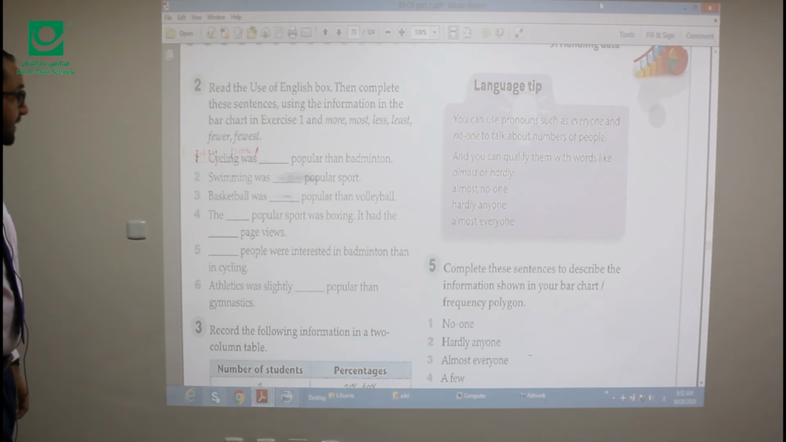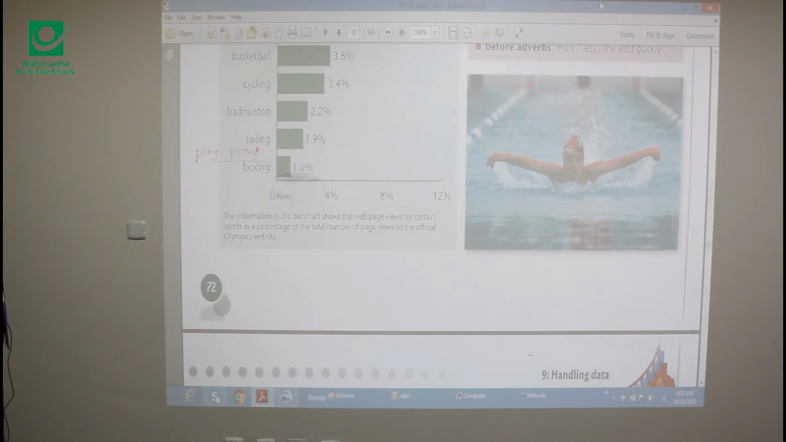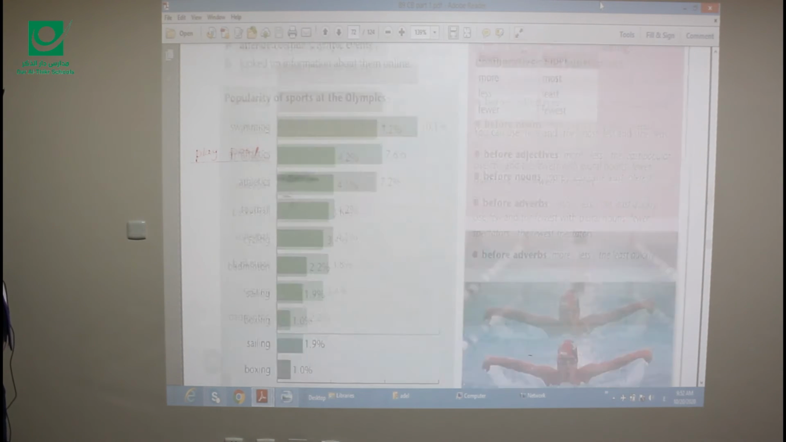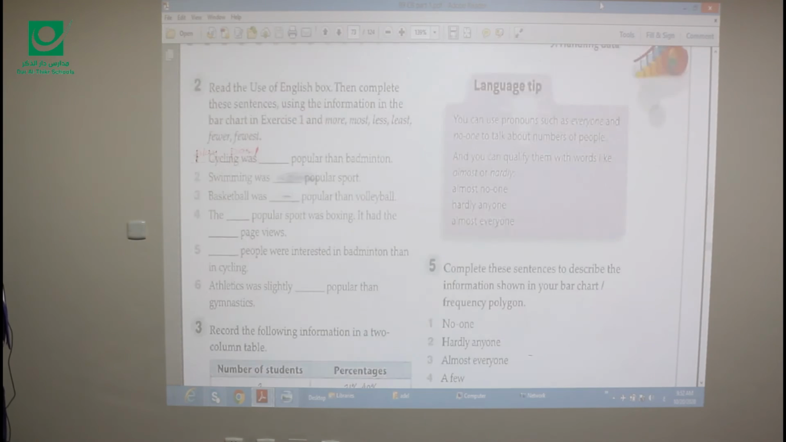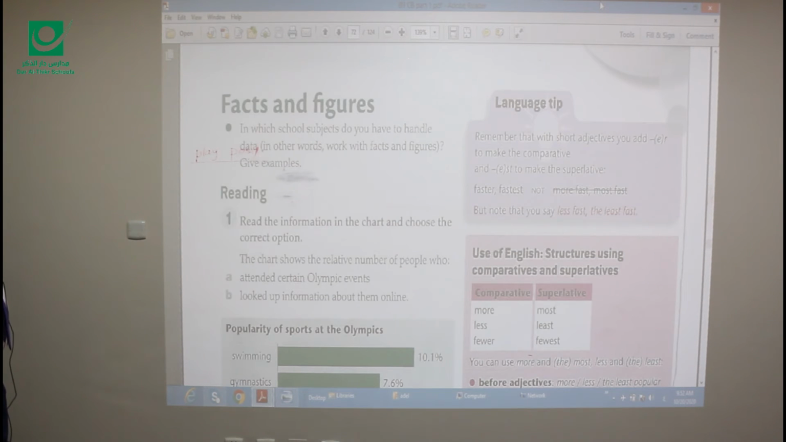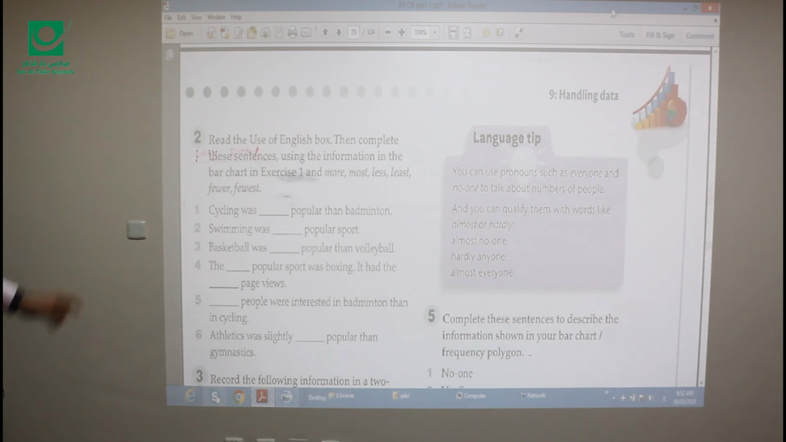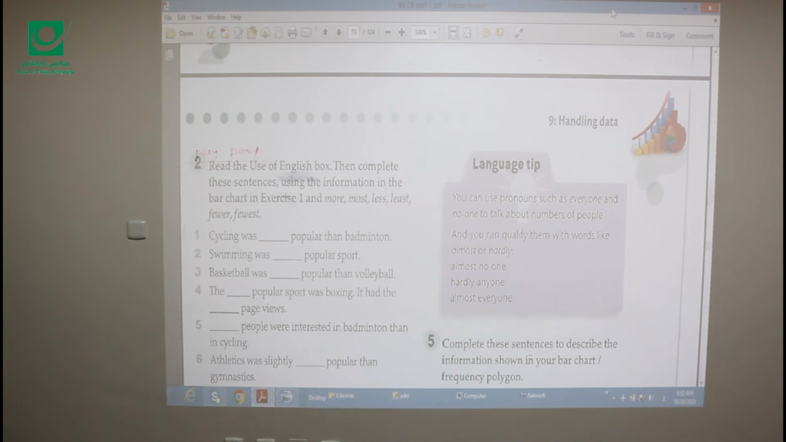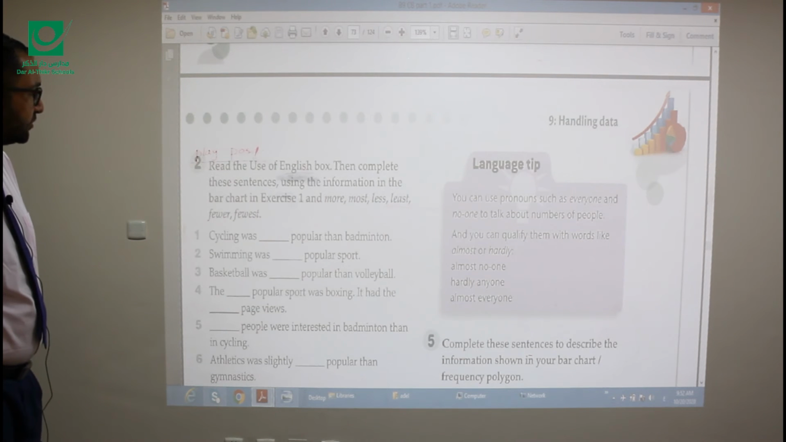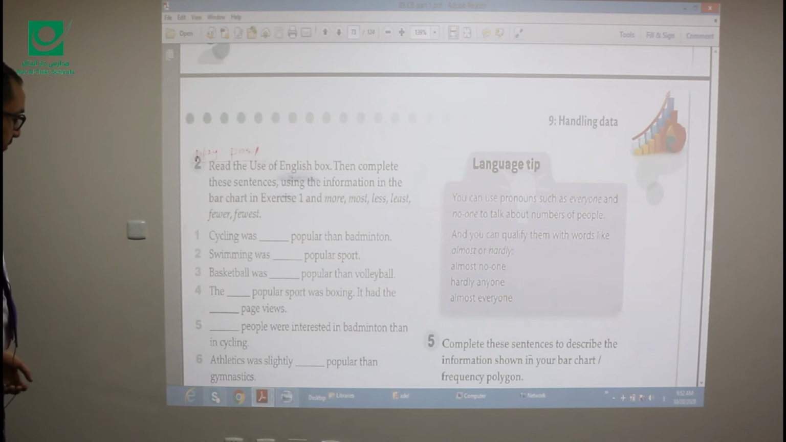Now if you get to the question here, which is very important for every one of you, it's page 73. And this is the thing that you need to focus on, everyone. Read the Use of English box, then complete these sentences using the information. Which one are you going to use? More, most, less, least. You need to prepare this for the upcoming one.